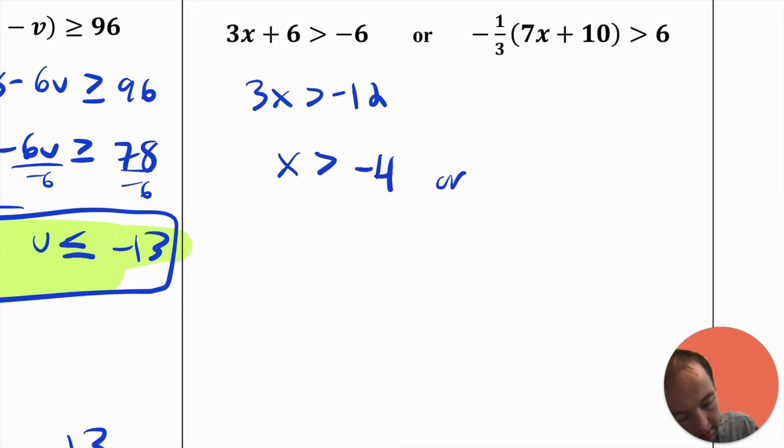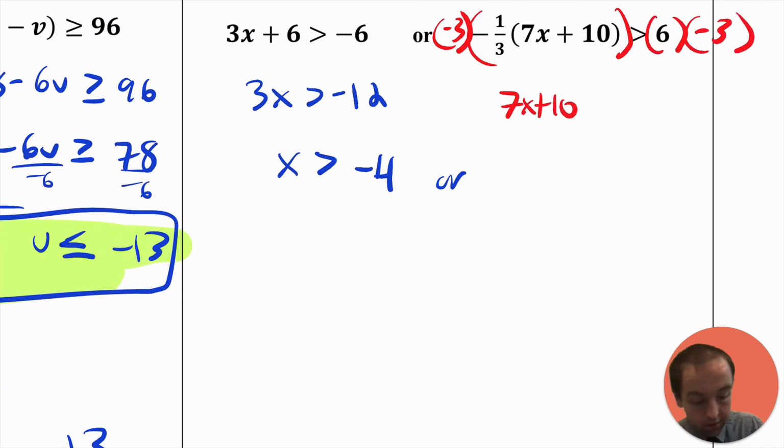And then the other one, it's not so nice to distribute negative 1/3. Since negative 1/3 is just multiplying the quantity 7x plus 10, you can multiply by the reciprocal of negative 3 to turn it into a positive 1 times the 7x plus 10. And then you can just multiply that by negative 3. It avoids a lot of fraction stuff. You get negative 18. Now I made a mistake right there because we multiplied by a negative 3 on both sides, and I didn't change the inequality symbol. So let's change that and do that the right way this time.